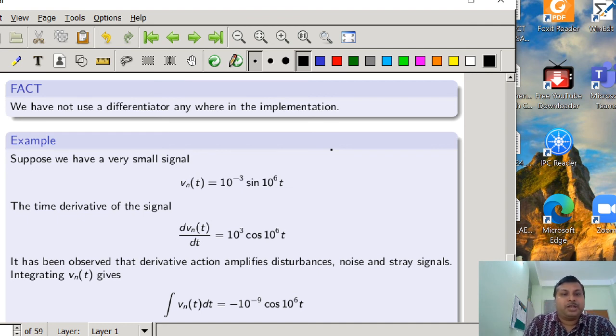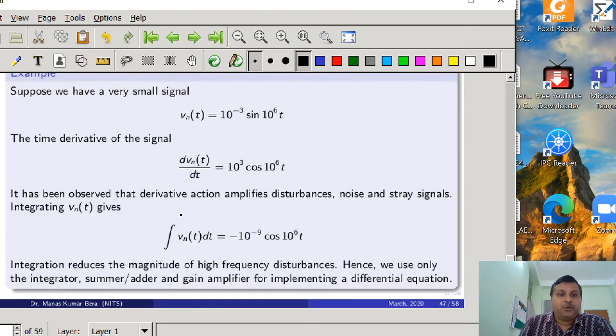Now when you are doing any operation on such signals with a differentiator, and some noise signal is added, then the noise signal also will be differentiated along with that variable. If you differentiate the noise signal, which has very low magnitude and high frequency, you find that its magnitude becomes 10 to the power 3, which means the derivative operation magnifies the noise magnitude present in the signal. In comparison, if you integrate this noise signal, the magnitude becomes 10 to the power minus 9. So the integrating operation suppresses the noise signal. Integration reduces the magnitude of high frequency disturbances.